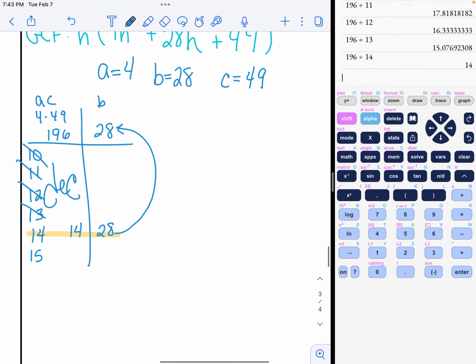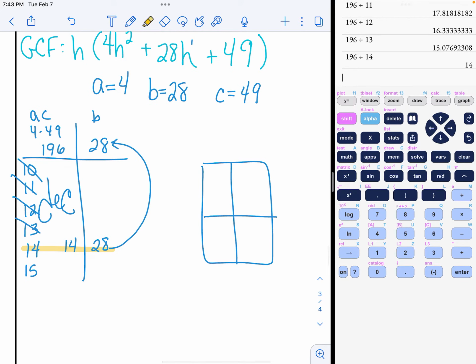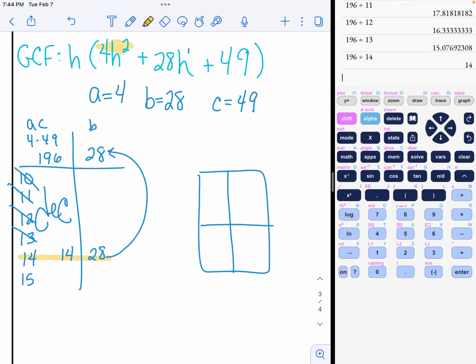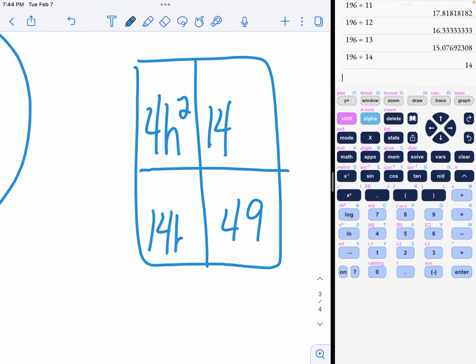It's now time for the box. In the top left of the box, I put right here my GCF step, my 4h squared, my first term after the GCF. And then I put my constant of 49, the last term. Catty corner, I put the 14 and the 14 from over here. And they get half of that variable, so an h and an h.